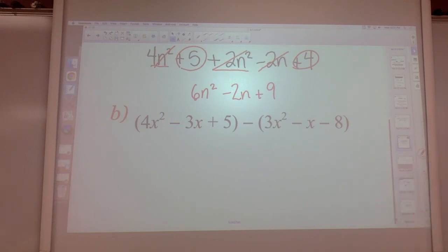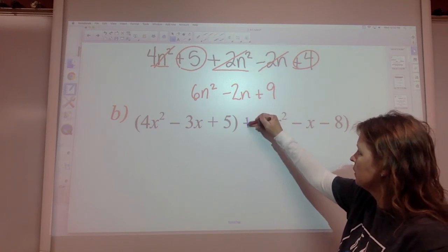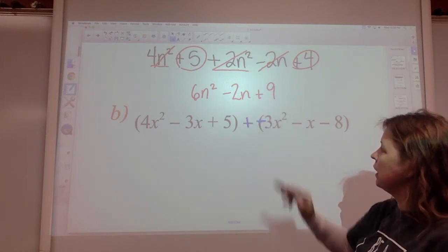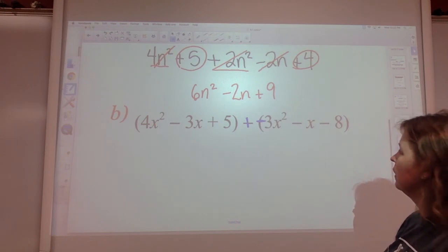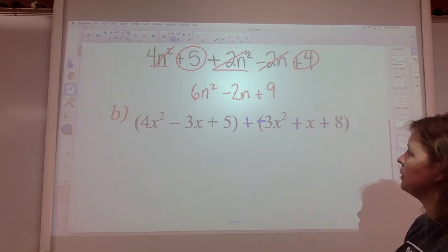4x squared minus 3x plus 5, subtract 3x squared minus x minus 8. Instead of rewriting it, we're going to go plus. This was a positive 3, so now it has to become a negative 3. Make it nice and big. This was negative, so it becomes positive. This was negative, so it becomes positive.